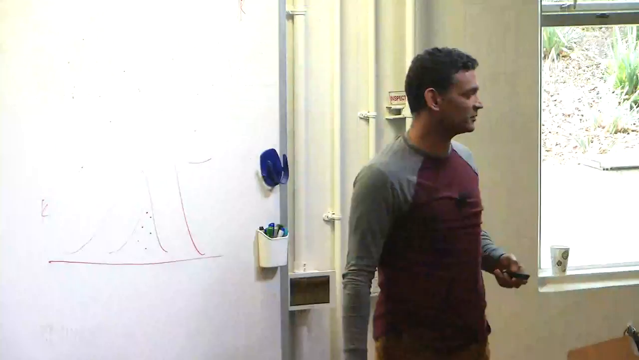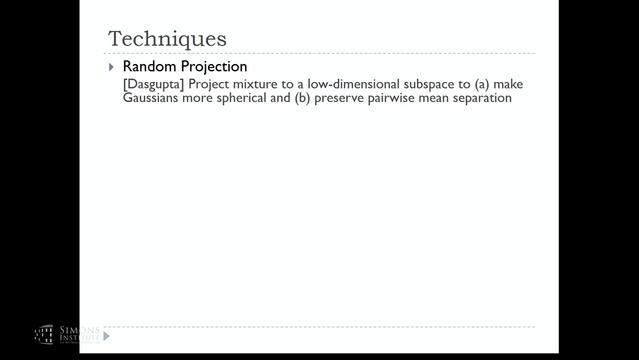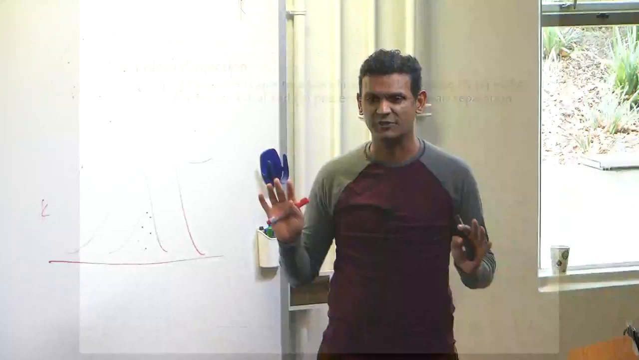Now, techniques, and these apply more generally than this particular problem. The first one is random projection. We see it everywhere in machine learning now. The idea, posed by Dasgupta, was you take this mixture of points in very high dimension and project them down to a much lower dimensional space. And then in that lower dimensional space, let's just use some kind of distance-based separation. We'll get back to that.